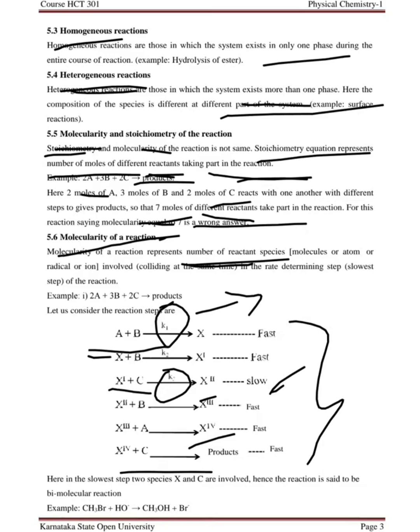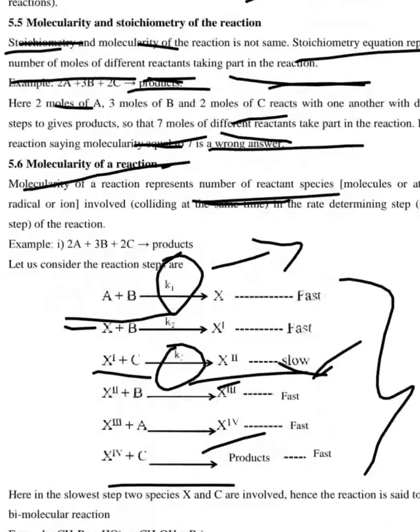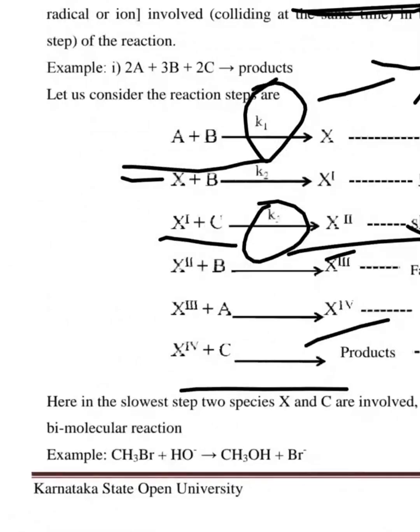For example, here we have taken bromomethane with hydroxide giving methanol plus bromine. This is a bimolecular reaction. Two molecules are involved, so this is a bimolecular reaction.